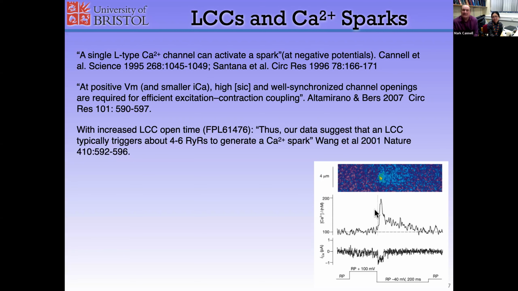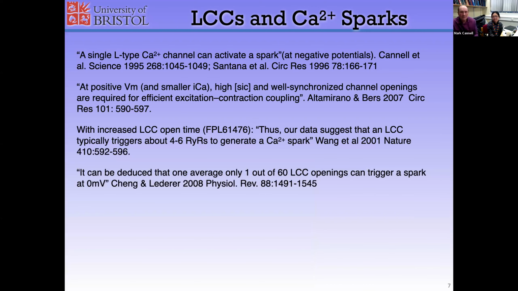And from these data, they suggested that an L-type calcium channel might trigger about 4 to 6 ryanodine receptors to generate a calcium spark. But of course, here we're dealing with modified calcium channels whose influx is going to be perhaps much larger than normal because the gating has been modified. Chang and Leder, in their review of published data, suggested that only about 1 out of 60 L-type calcium channels could activate a calcium spark in the dyad.